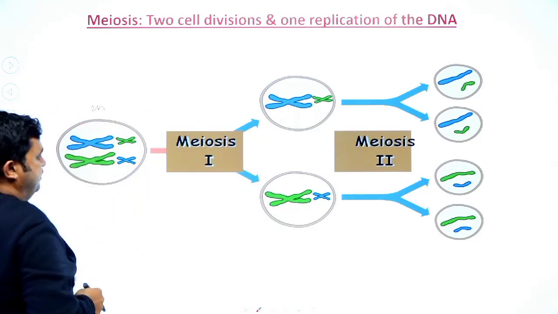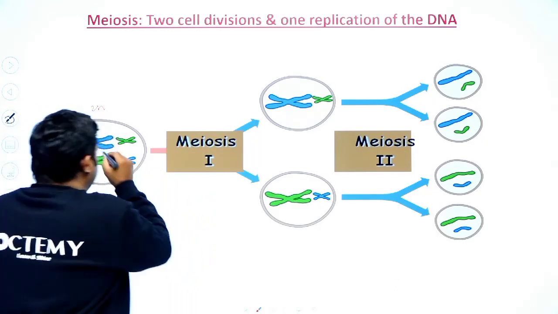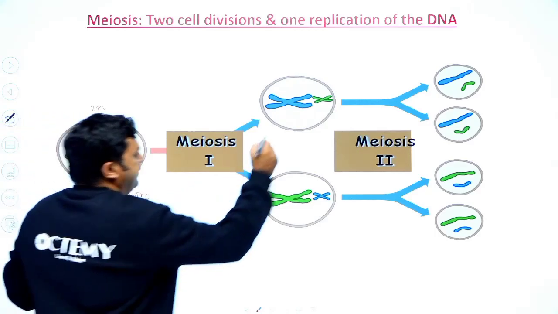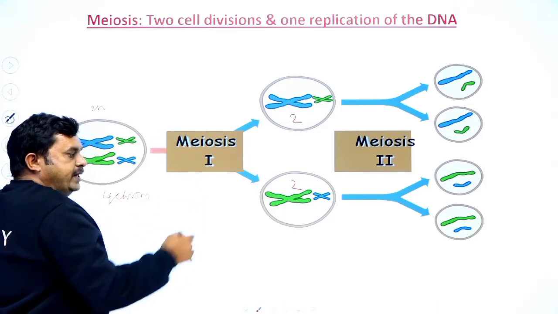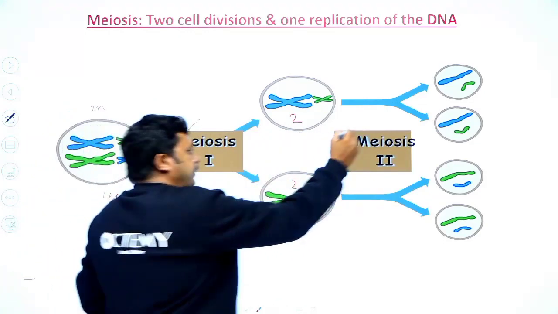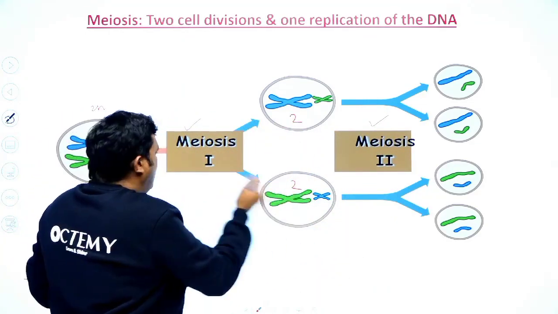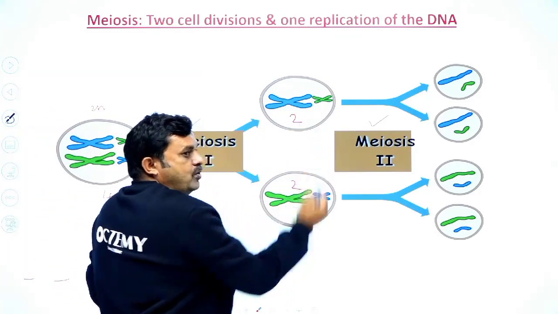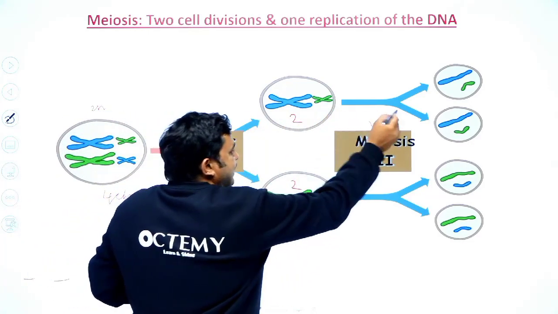It is the 2n number of the organism. In meiosis 1, suppose here 4 chromosomes are there, here 2, here 2. There are 2 substages, meiosis 1 and meiosis 2. In meiosis 1, half of the chromosomes will be divided. Then the cell containing half the number of chromosomes undergoes meiosis 2.